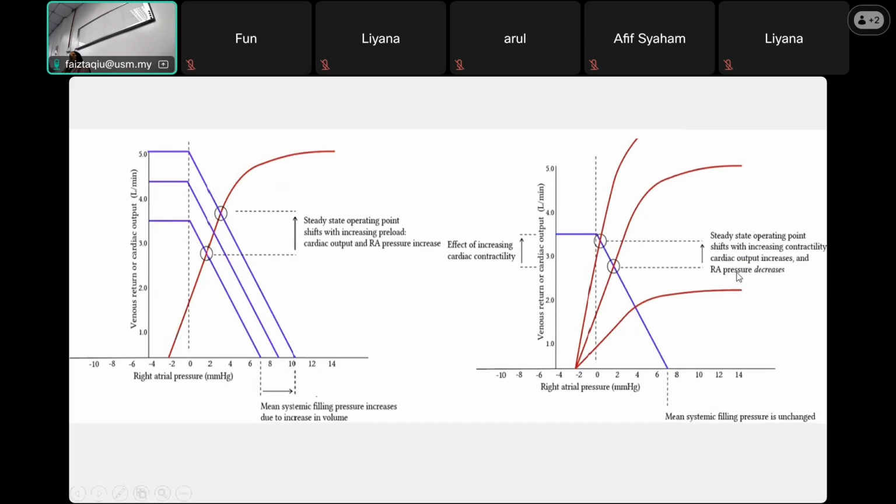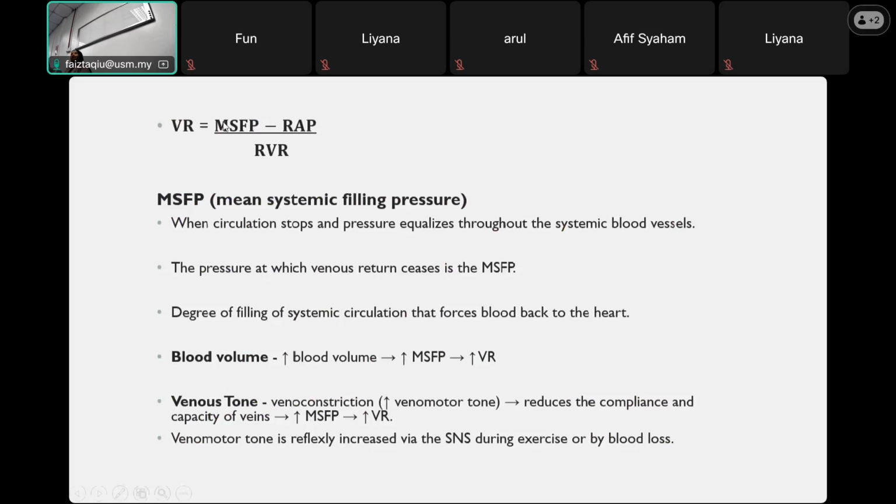So this shows that when increasing the cardiac contractility, the cardiac output increases from this point to this point, but the right atrial pressure here is decreased, and the mean systemic filling pressure remains unchanged when increasing cardiac contractility. Okay. So just now mentioned for venous return, we use the formula of mean systemic filling pressure minus the right atrial pressure divided by the resistance to venous return.